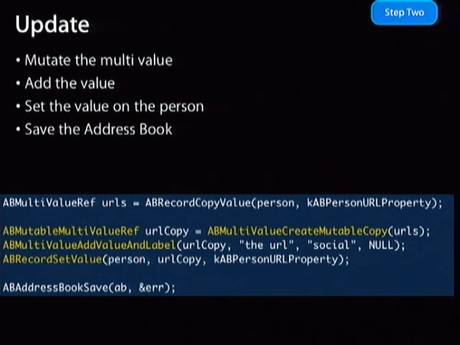Once you have this multi-value, ABMultiValueCreateMutableCopy. So the ABMultiValue is not mutable by default, and it's for performance optimizations. So you need to actually create a copy of it that you can then mutate, modify. Once you have the mutable version of it, you just call this function, ABMultiValueAddValueAndLabel, pass in the new value you want, a label, and the last one is actually just an error parameter that I'm ignoring for the example. But you should always care about errors. Once you've mutated your multi-value ref, set it back on the person, and then save the address book. If you don't save the address book, you're going to lose it as you quit the application. All right, that's for updating.